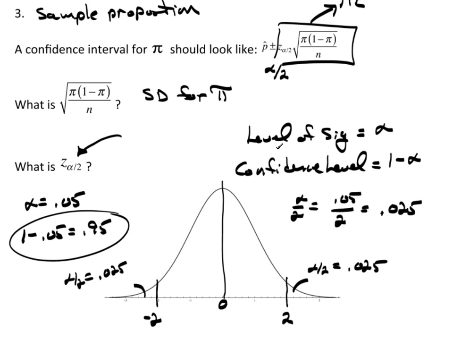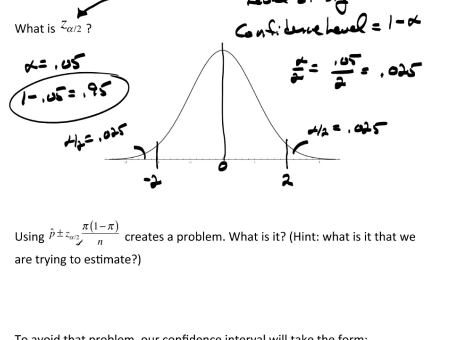Now in reality, it won't be a 2, but it's going to be something very close to that if alpha is 0.05, and this value will change as the level of significance changes. Now using this, and this should have a square root on it. There we go. Using this creates a serious problem, though. I mean, this is the basic idea. This is exactly what we want to do, but we can't. This is a very serious problem.